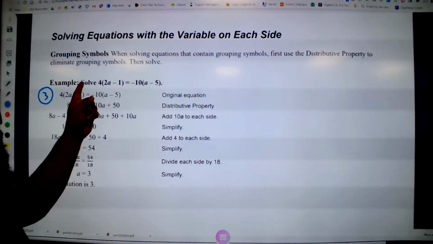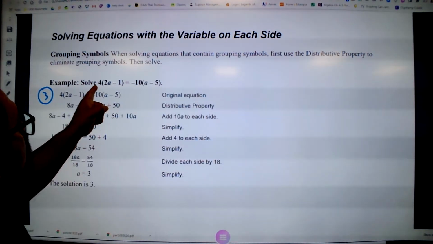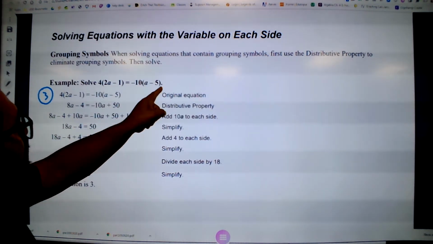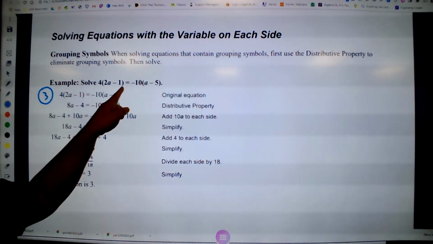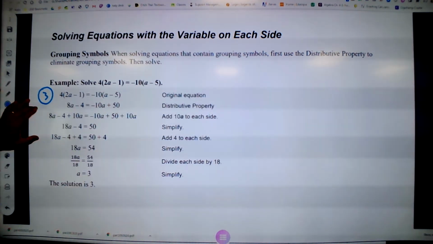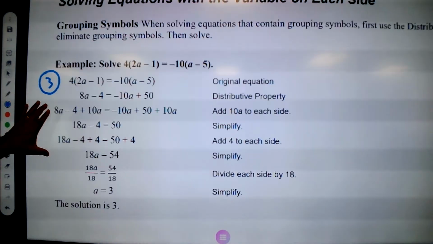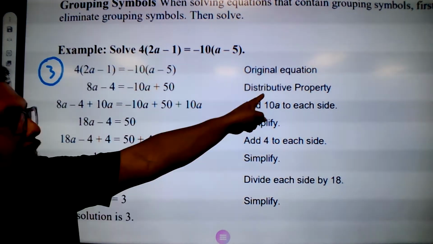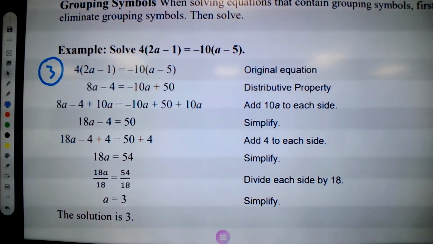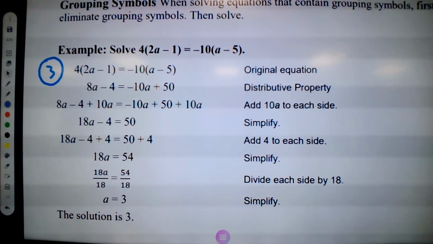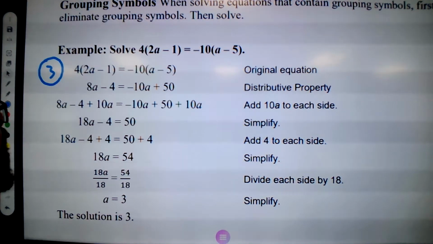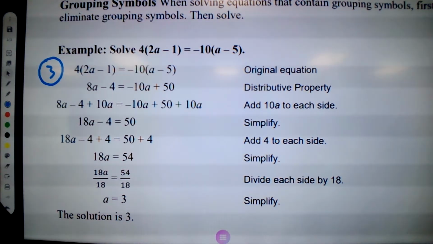Okay, so we have 4 times (2a minus 1) equals negative 10 times (a minus 5). Anytime you see parentheses like this, you should know that you're going to use the distributive property. Good old distributive property. Anytime you see parentheses like that, you go ahead and distribute first, always. I don't know if Ms. Esqueda told you that, but I'm sure she did.